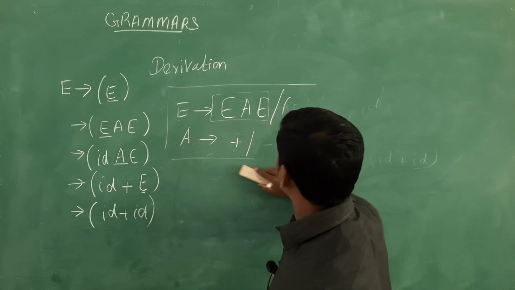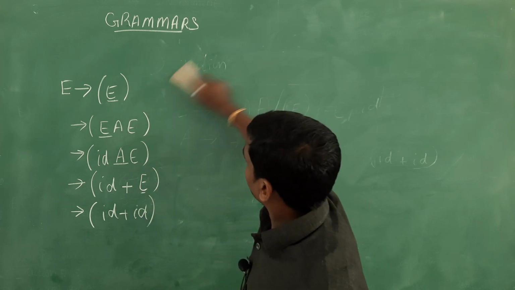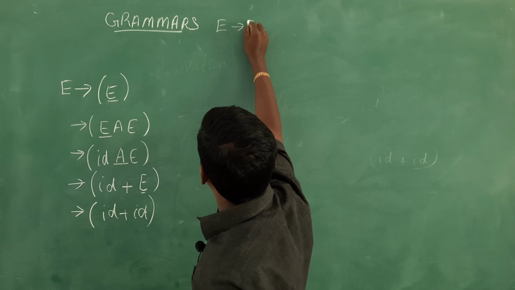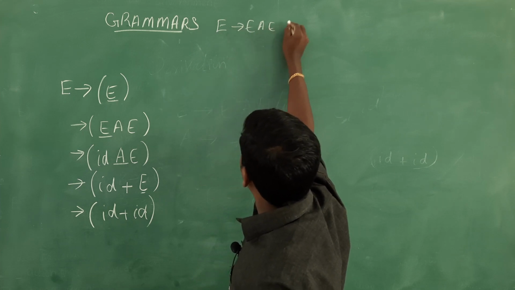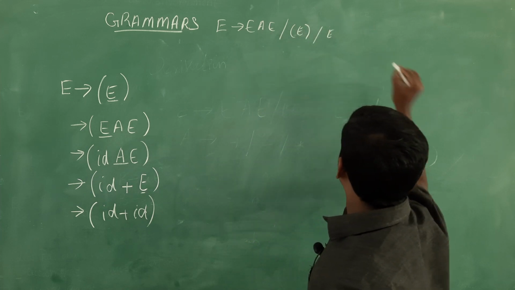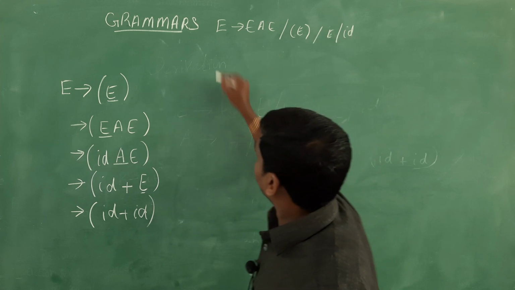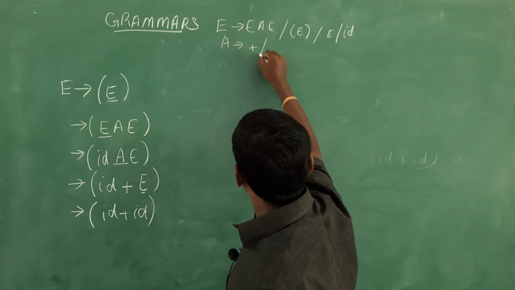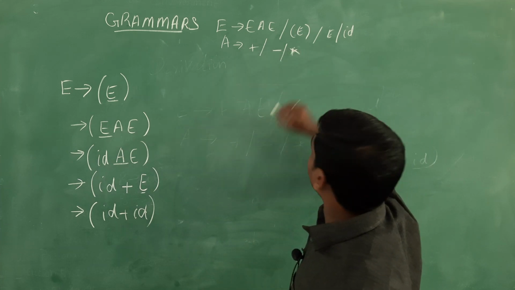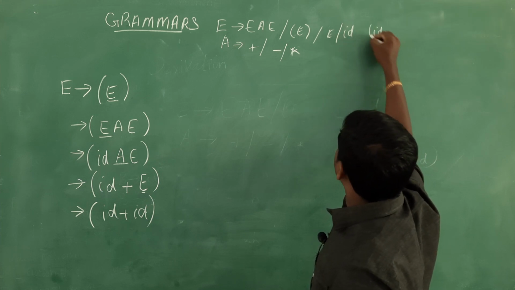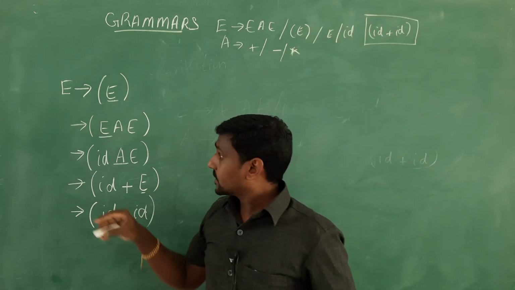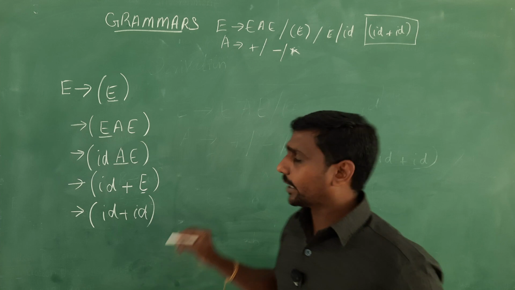With this example I am going to explain types of derivation. There are two types of derivation. Before that I will write the same grammar: E tends to EAE, open brace E close brace, ID, and A tends to plus, minus, star. So I have to obtain ID, open brace ID plus ID close brace. This is the string we want to obtain.